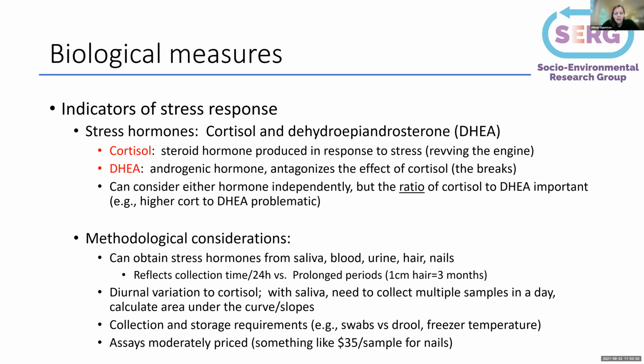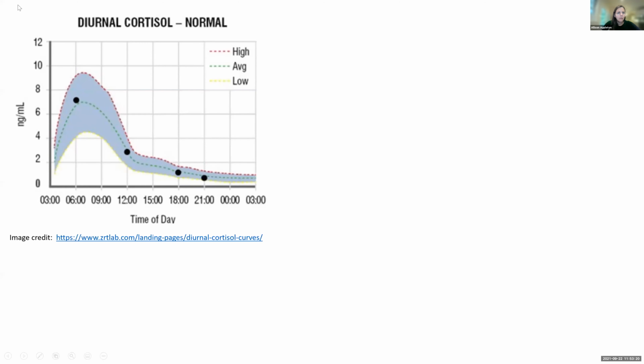I'd say these assays are moderately priced. They're not that expensive, so you could probably do them on a lot of people with a regular sized grant. We paid something like $30, $35 for nail samples a couple of years ago to assay cortisol, and it was very budget friendly. So here's what I'm talking about when I say there's a diurnal variation to cortisol.